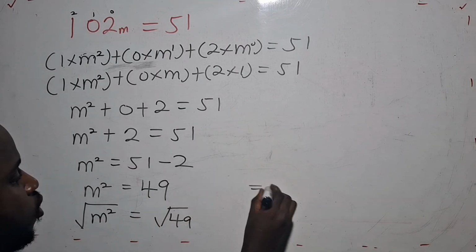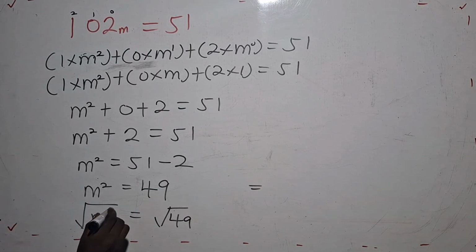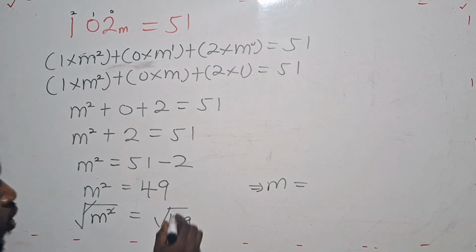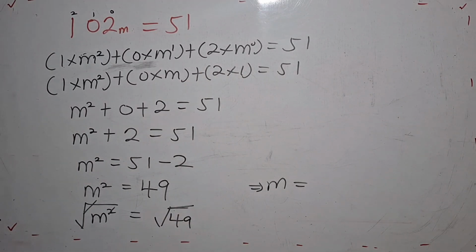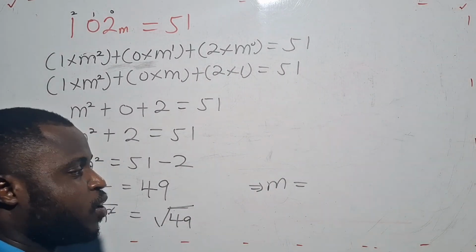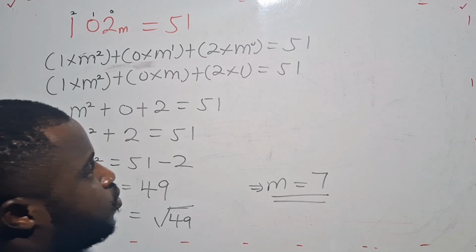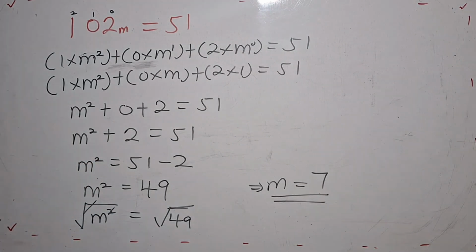So let me continue here. Now the square will cancel the square root here, leaving the m. Now what is the square root of 49? What number multiplied by itself gives us 49? It is 7. So m is equal to 7. So this is how we find the value of m here as well.